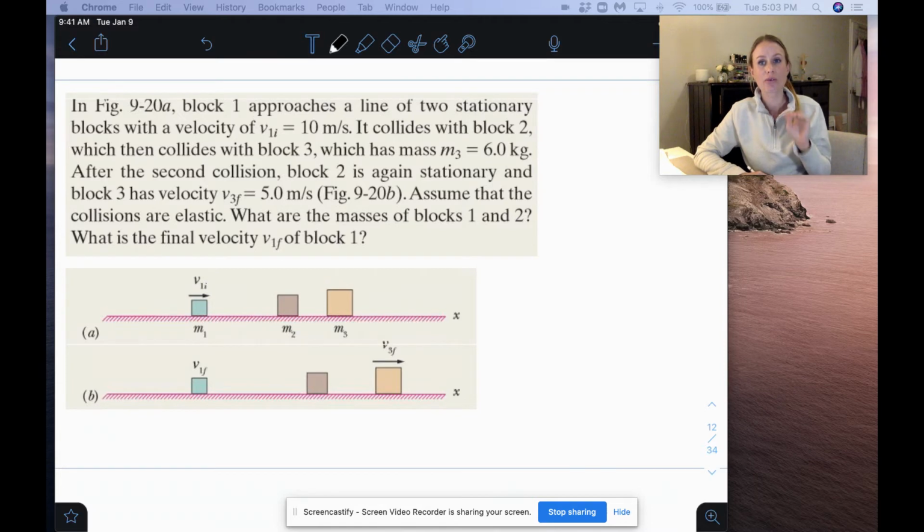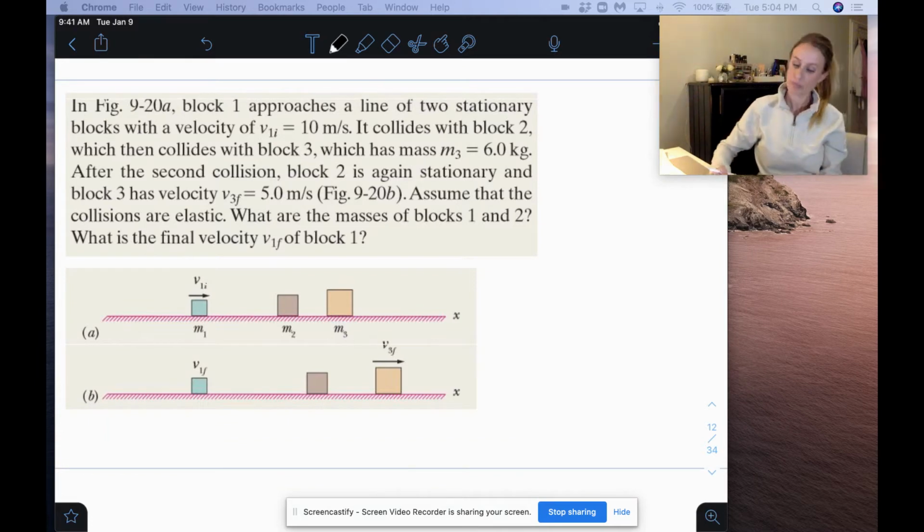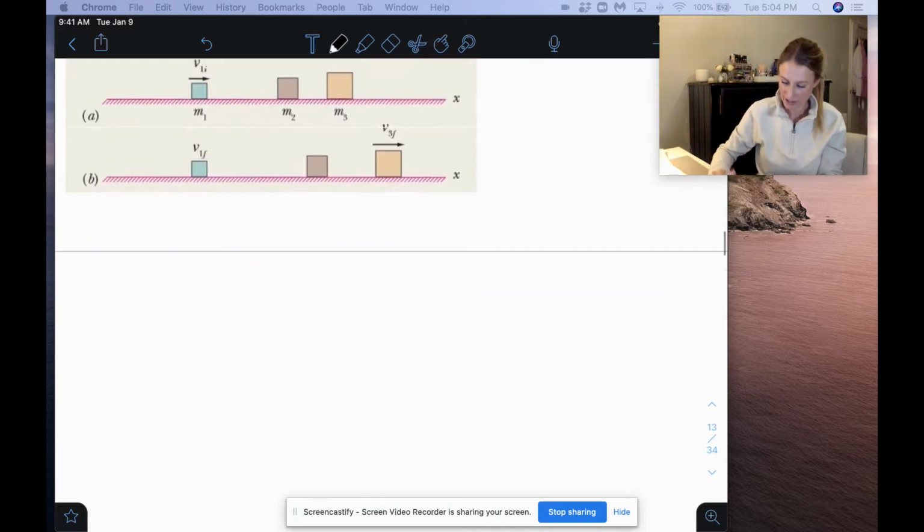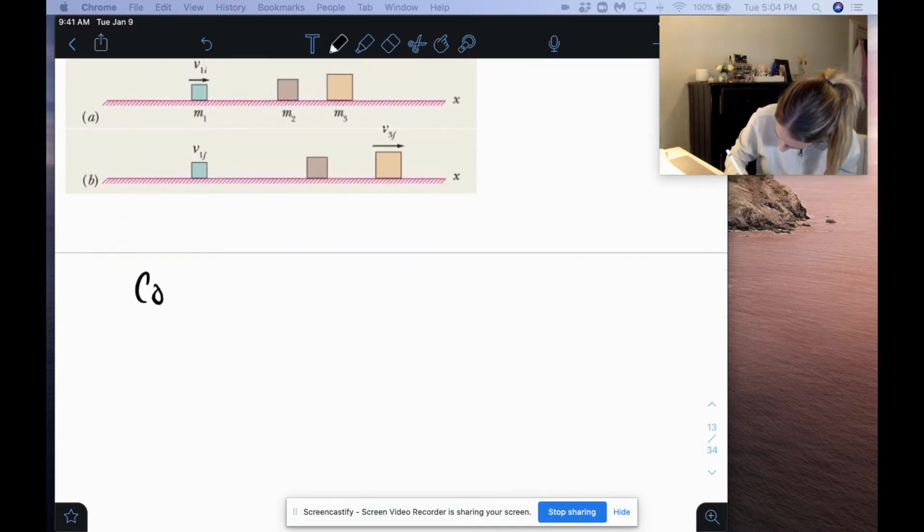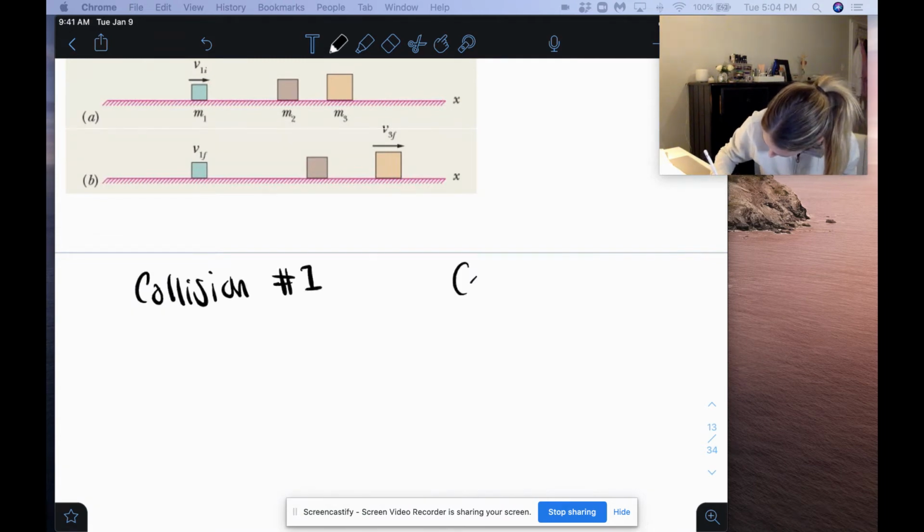Since they tell you that, that should ring bells in your head saying that not only momentum is conserved, but also kinetic energy is conserved as well. And we want to know, what are the masses of blocks 1 and 2, and what is the final velocity v1 final of block 1? So again, we have two collisions here. For collision number 1, and then we have collision number 2.